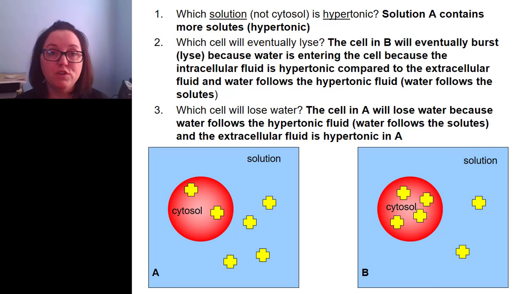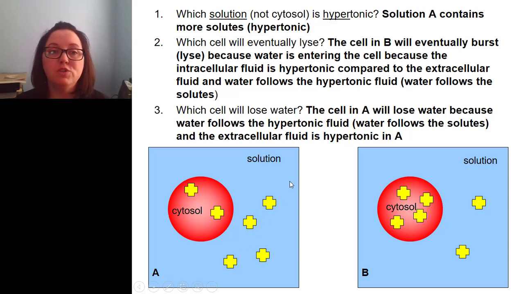So the first question was, which solution, not cytosol, is hypertonic? So A contains the hypertonic solution because it contains 1, 2, 3, 4 solutes compared to the 2 inside the cell. Over here, there were 2 solutes outside the cell compared to 4 in. So this is the hypertonic solution.